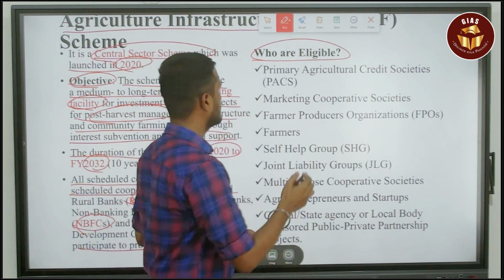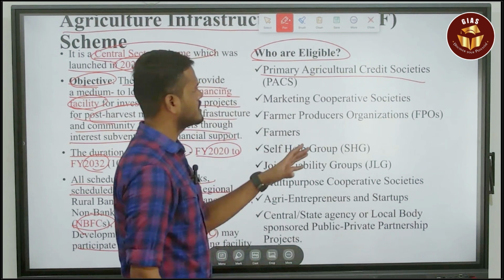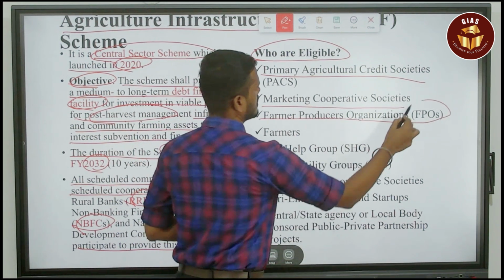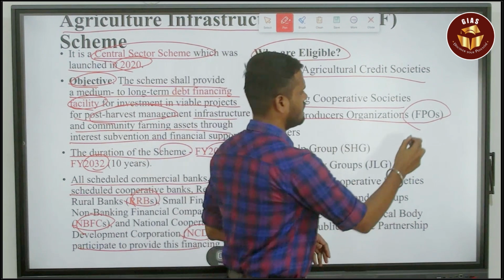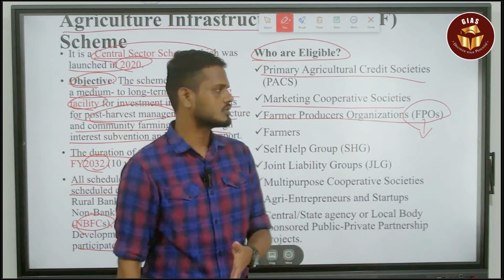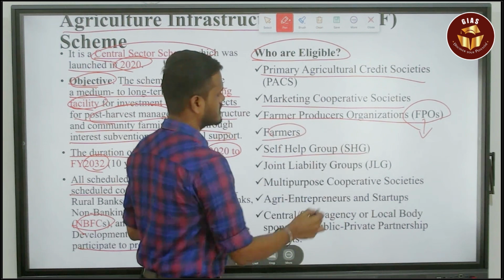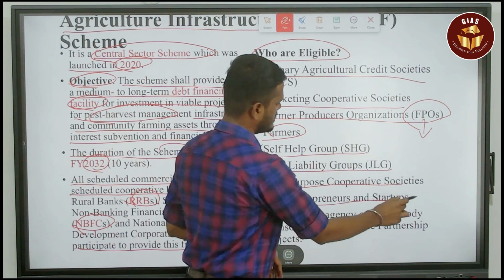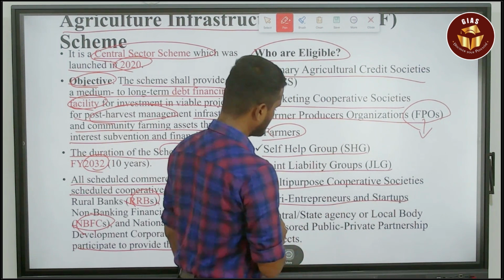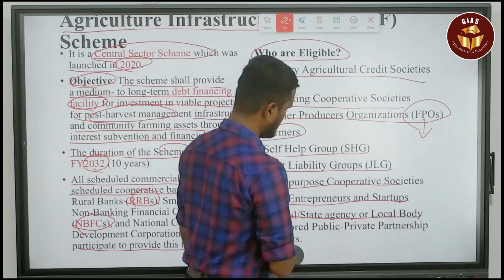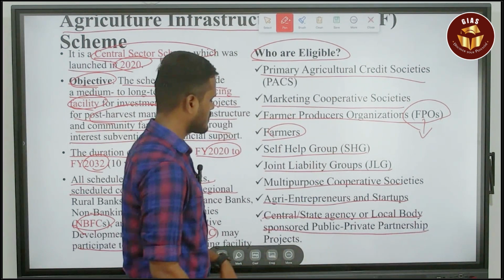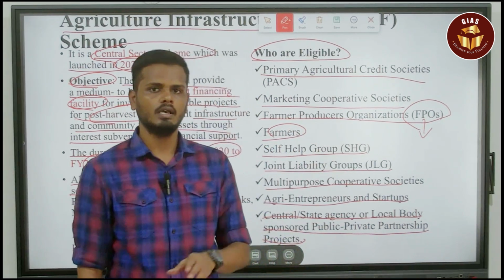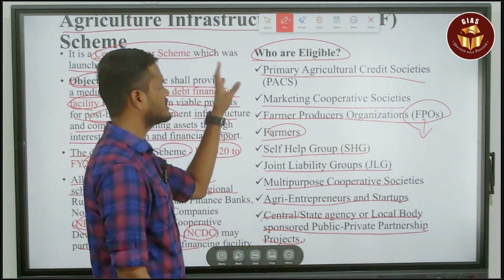When we look into that: primary agriculture credit societies, marketing cooperative societies, farmer producer organizations. It is for this that we are seeing this news. Then farmers, SHGs and joint liability groups, multi-purpose cooperative societies, agri-entrepreneurs and startups, central and state agencies, local bodies, and projects sponsored by public-private partnerships. So these are the groups of institutions eligible to get funds under this scheme.